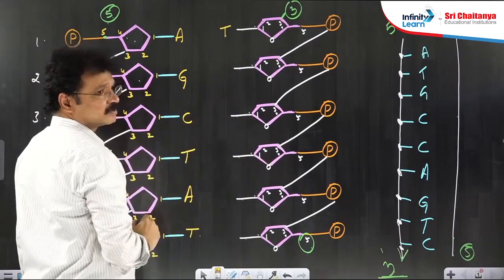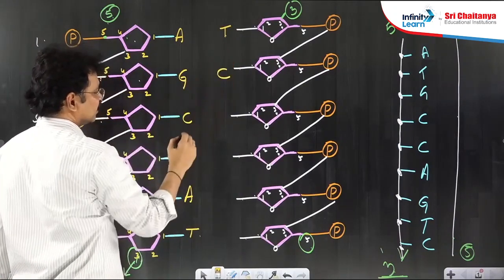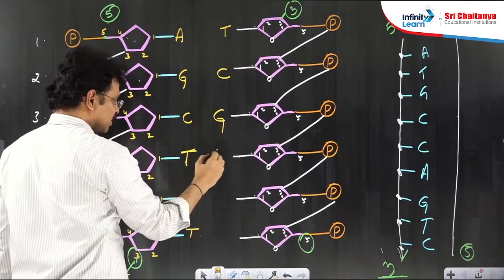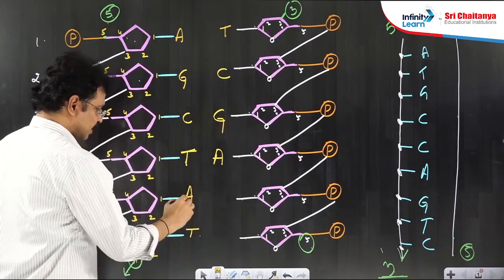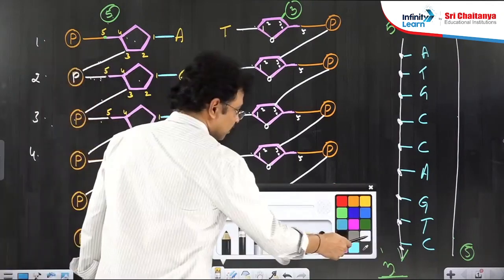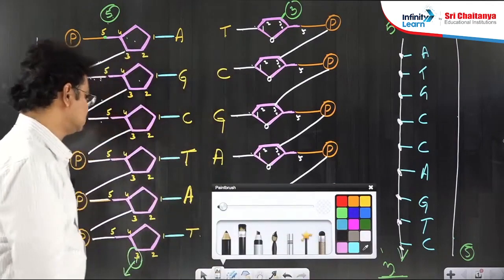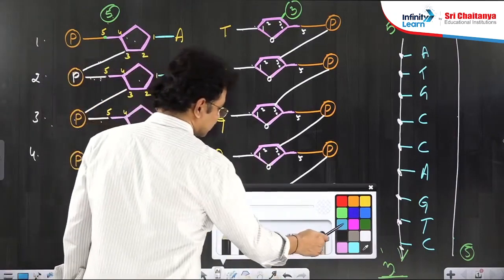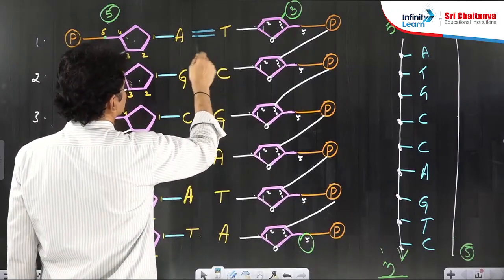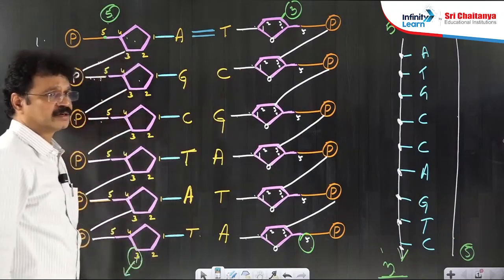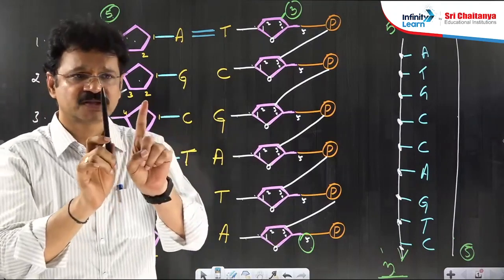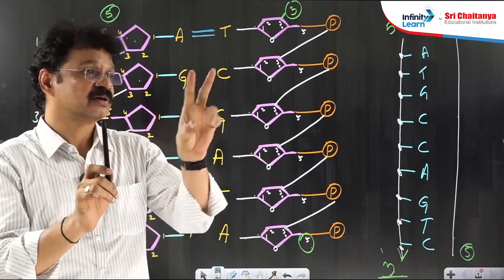T. For G, C. For C, G. For T, the complementary base is A. If the nitrogen base is A, the complementary one is T. For T, A. How does one strand bind to another strand? By forming hydrogen bonds. Between A and T, two hydrogen bonds are formed, a double bond. These are hydrogen bonds. Earlier somebody asked, what kind of bonding is there between the two strands of DNA? The answer to that question is hydrogen bonds.